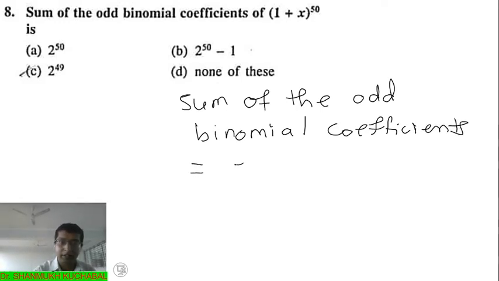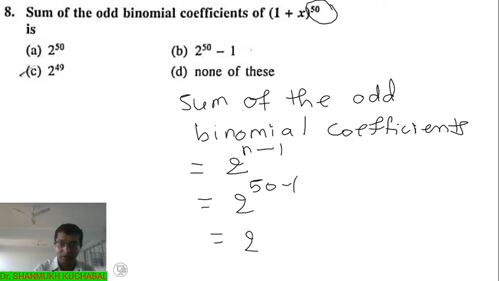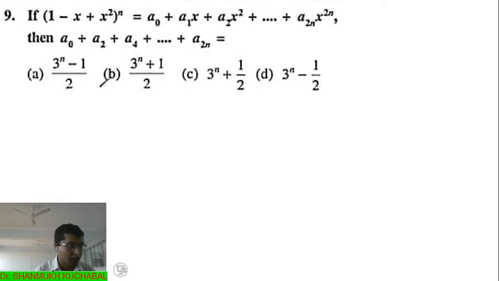is equal to 2 raised to n minus 1. See here, it is 2 raised to n. In this example, n is 50. It is 50 minus 1, that is equal to 2 raised to 50 minus 1, which is 49. Therefore, option C, 2 raised to 49, is the right answer. We'll move to our next example. Yes, next example.